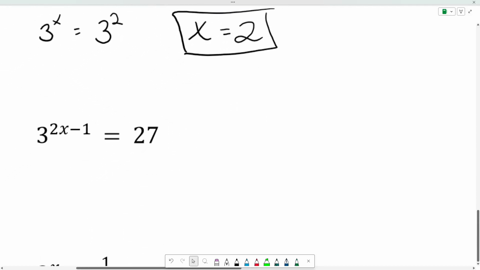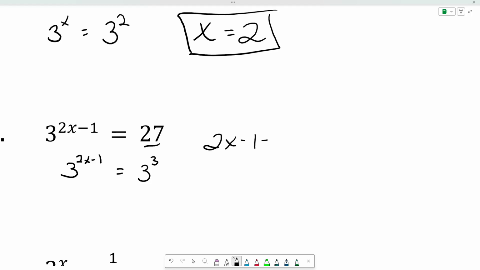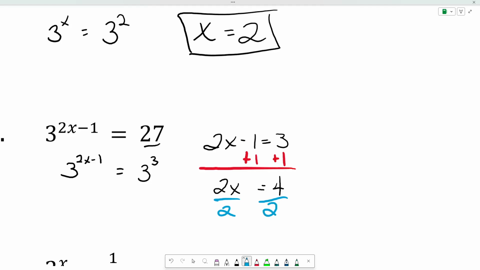Now looking at this example here, 27 is really 3 to the third power, because 3 times 3 times 3 is 27. Now these each have the same base. With the bases being equal, I can now set 2x minus 1 equal to 3. I'm going to solve this by adding 1 to both sides, which gives me 2x is equal to 4. Divide both sides by 2, because my goal is still to get the variable by itself, isolated. x is equal to 2.